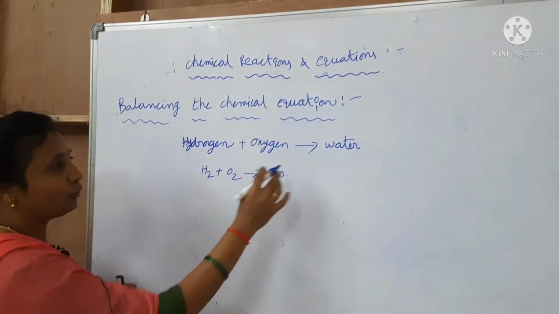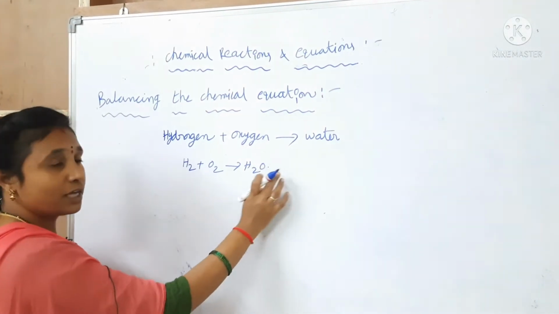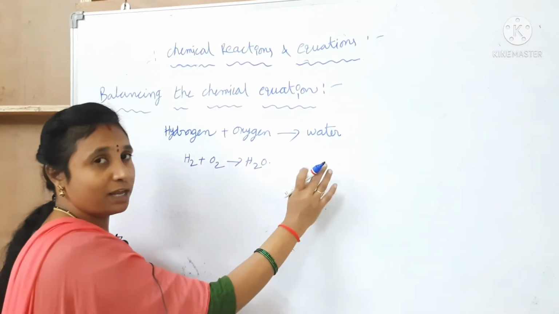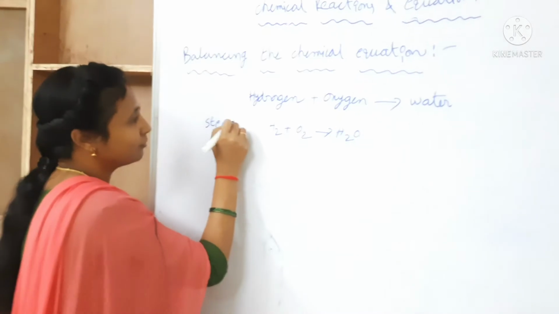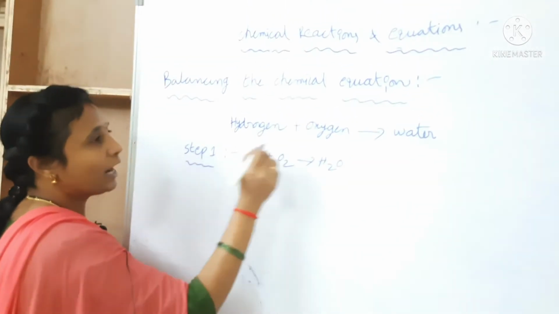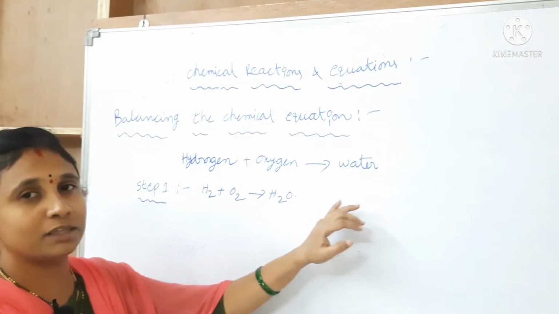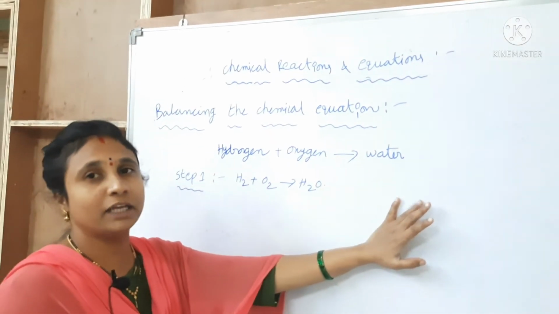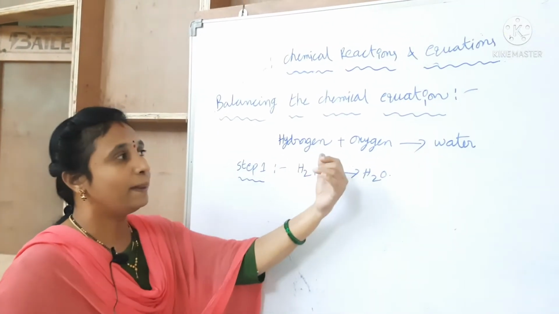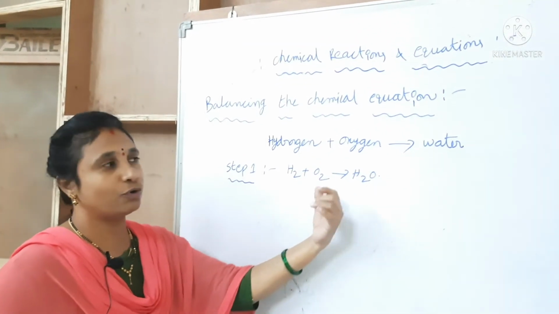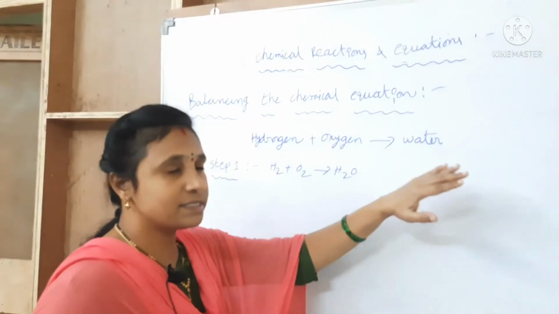First of all, you have to write the word equation in the smallest form by using the compound names or the chemical formulae. This is step 1. Here the chemical formula for hydrogen is H2, for oxygen is O2, and for water is H2O. This is step 1.